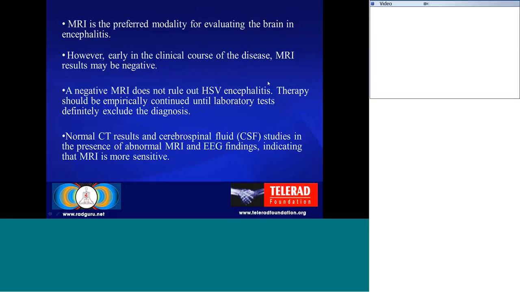Nowadays MRI is the preferred modality for evaluating the brain in encephalitis. However, even with MRI, in the early course of the disease, in about 10% of patients, MRI results may be negative.